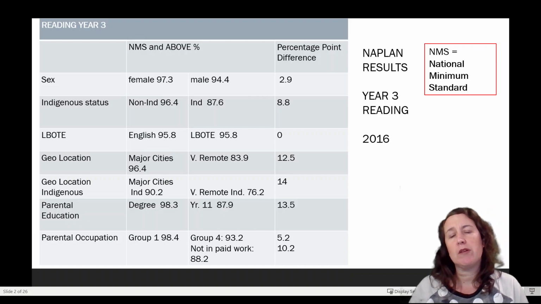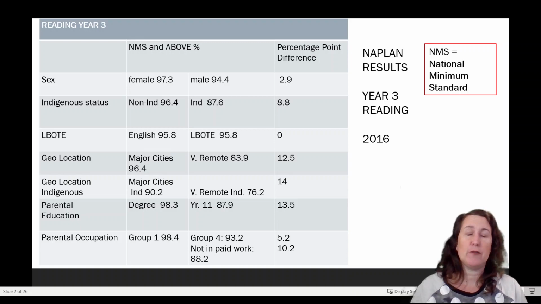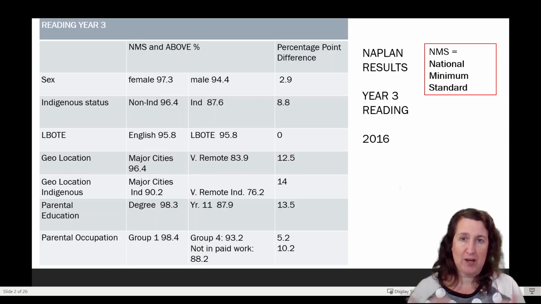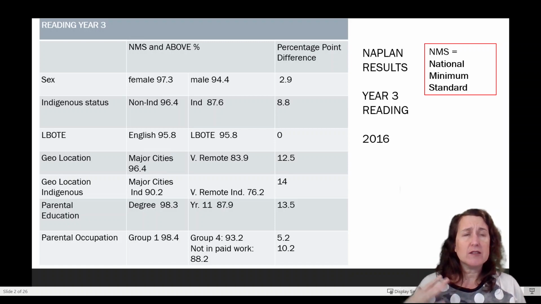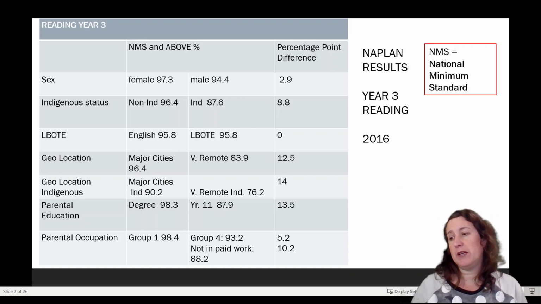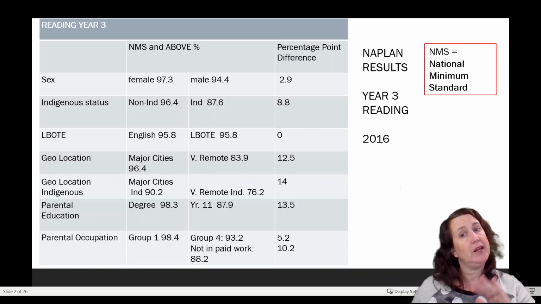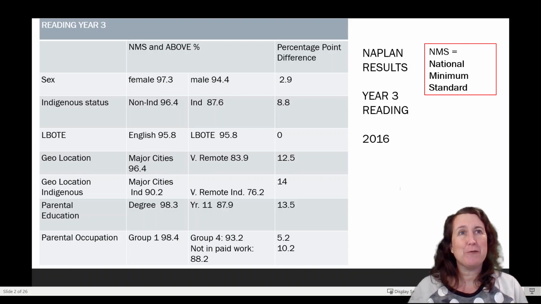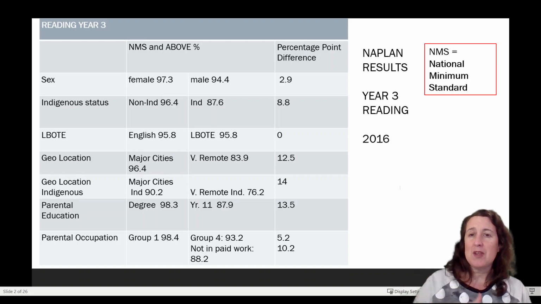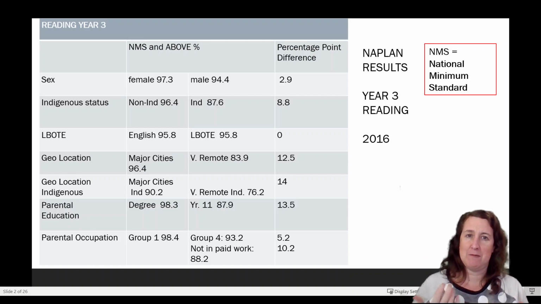So we can see that when we look at students, whether they're male or female, 97.3% of female Year 3 students are at or above the National Minimum Standards, compared to 94.4% of male students being at or above the National Minimum Standards. So that sounds quite interesting. I mean, look at this. We might talk about women being disadvantaged, but here we go in Year 3. There's 2.9% more females who have met the minimum standards than males.